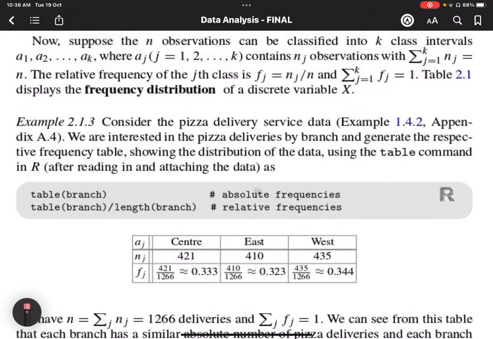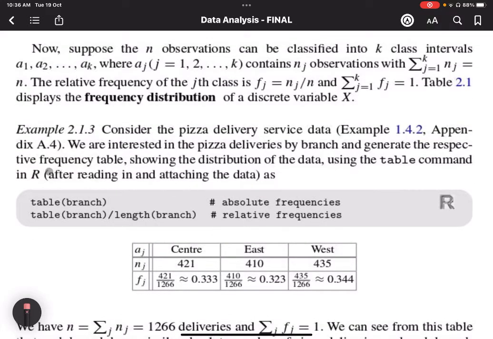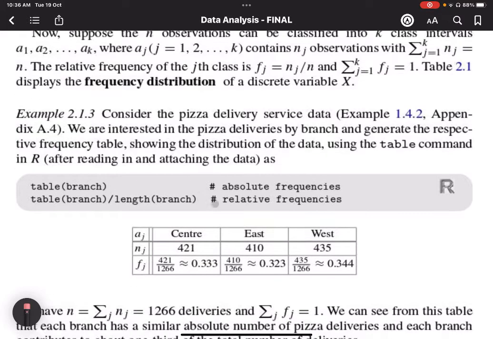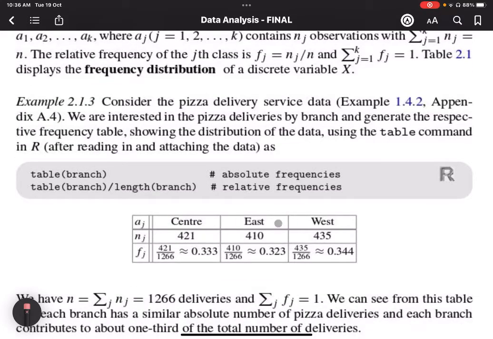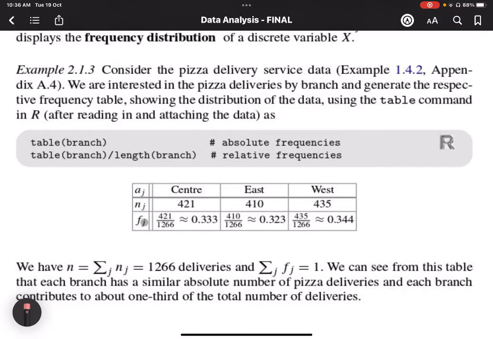So either manually or using the R software, we should have the same result on this table. So we have the center, east, west. We have the number of absolute frequencies: 421, 410. Under ng relative frequencies, we just have to put the total number of deliveries done for the said period. Okay, so we have 421 over 1,266.